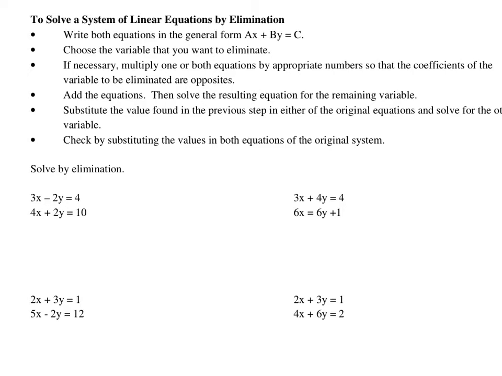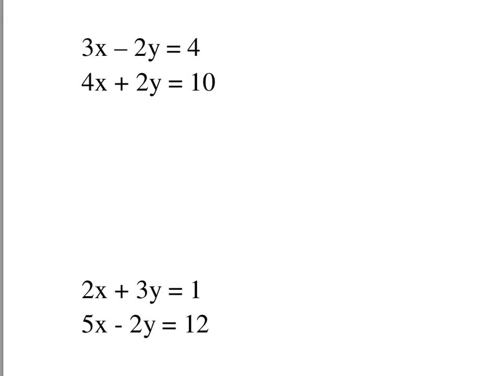Boy, that sounds complicated, but it's not. We'll see how to do that. You add the equations together, and when you add them together, one of the variables is eliminated. Then you solve for that remaining variable. You substitute the value you get into either of the first equations, and then you check your answer. So let's do some example problems.